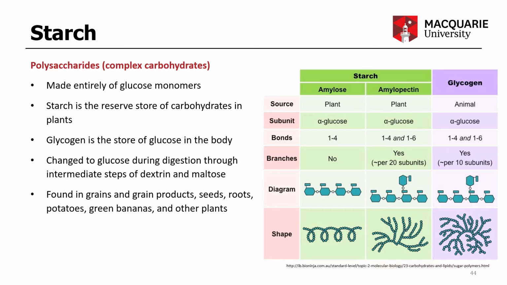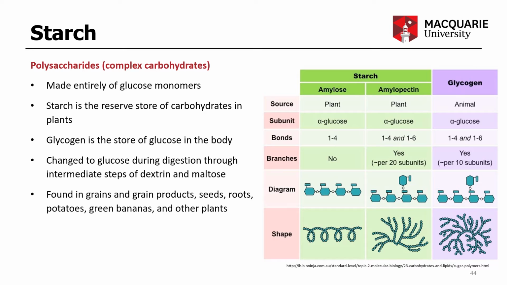Let's now look at starches. So these are polysaccharides, meaning many sugars. So these are complex carbohydrates. Now they're made up entirely of glucose units, so monomers, mono meaning one, and they're depicted here on this slide. If you look at the bottom row of the table in the shape of the different starches, you'll see a tiny circle that makes up the pattern. Each circle represents a glucose monomer.